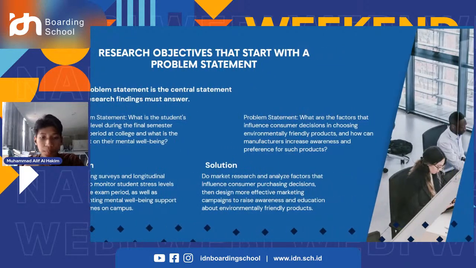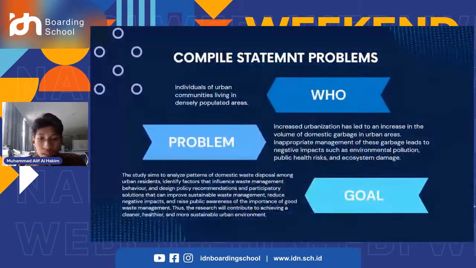And the next, compile the problem statement. We need three things as a UX designer for the material, the theory as the research objective. First, who; second, problem; and third, goal.